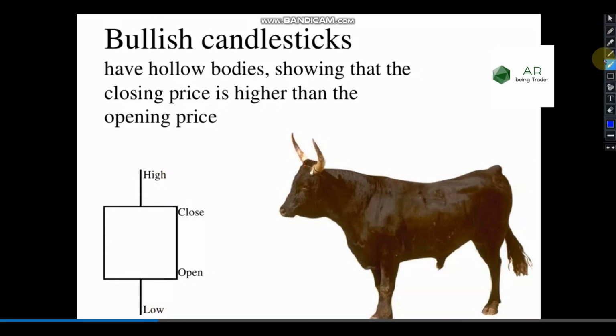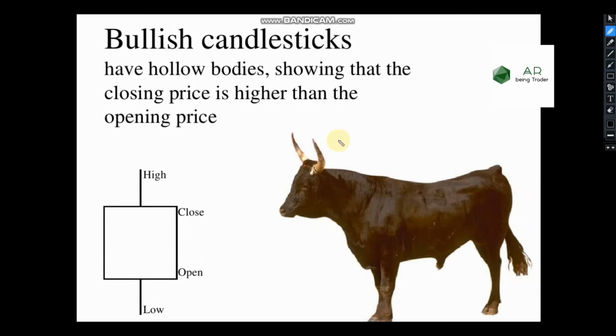Wait, I will show you how this candle went. At this position it opened and it came down, then it went up like this. Went up and it closed here. See, it closed here. This is completely a body.